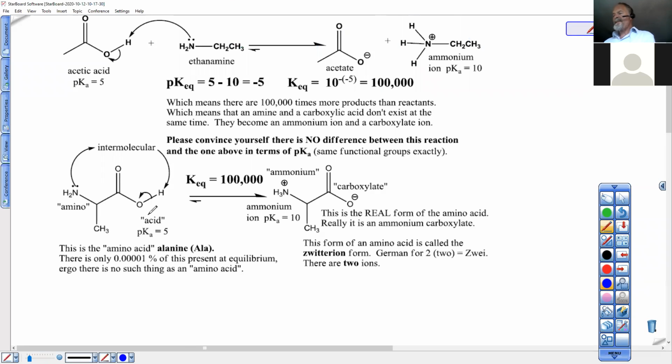This species does not exist in reality. That's what the whole topic at the top of the screen is. There's only one of these molecules for 100,000 of these. It's as if you have, let's see, Michigan Stadium holds over 100,000 people. So we've got the big house. You've got 100,000 people there. Let's make this outlandish. You've got 100,001 people there.